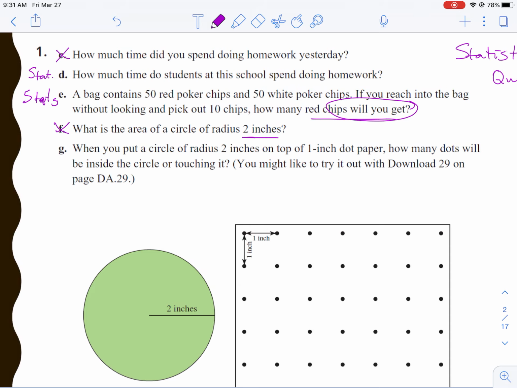And the last one is a little harder to understand maybe, but when you put a circle of radius 2 on top of 1 inch dot paper, how many dots will be inside the circle?